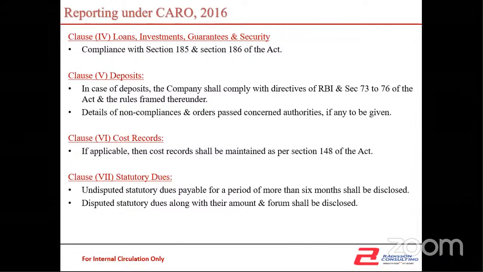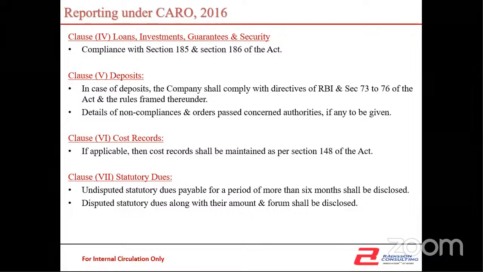Moving ahead to clause 5, which talks about deposits. In case the company has accepted deposits during the current year, the company must take into consideration that the same must be in line with the directives issued by the RBI and in line with the provisions of section 73 to 76 of the Companies Act, along with the relevant rules issued thereunder. In case an auditor finds any non-compliance with respect to the deposits, the said fact must be reported in the CARO report.